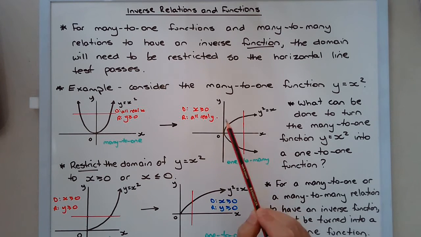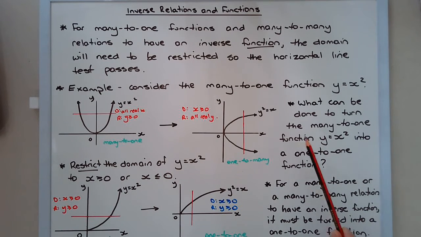So yes, y equals x squared certainly has an inverse, but it's not a function, it's a relation. What we're interested in is to find an inverse function for y equals x squared. So the question is, what can be done to turn the many-to-one function y equals x squared into a one-to-one function, so when we take its inverse, it's also a one-to-one function?